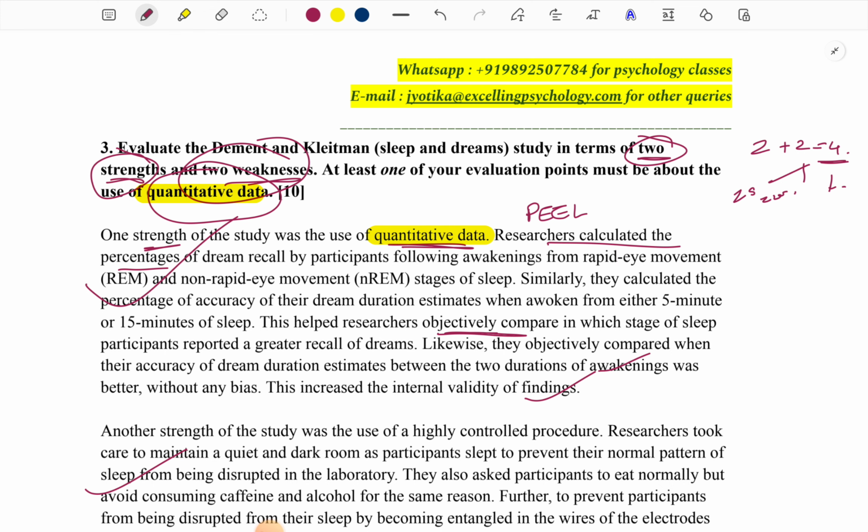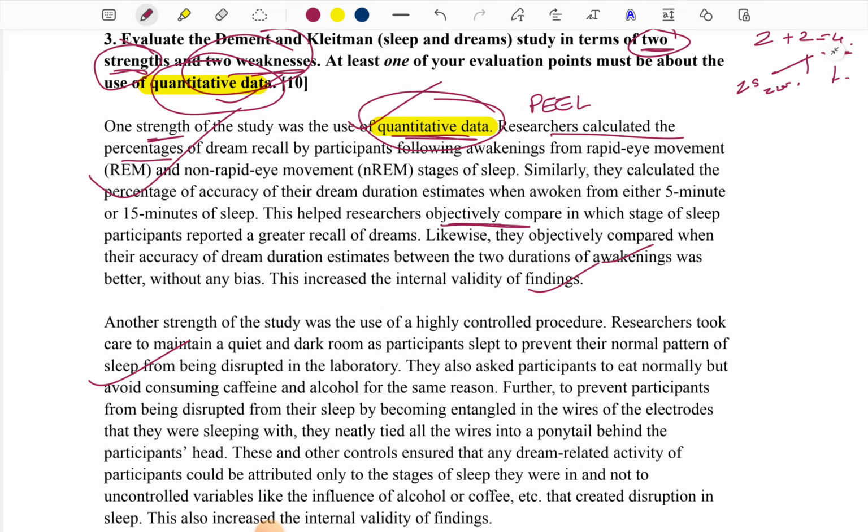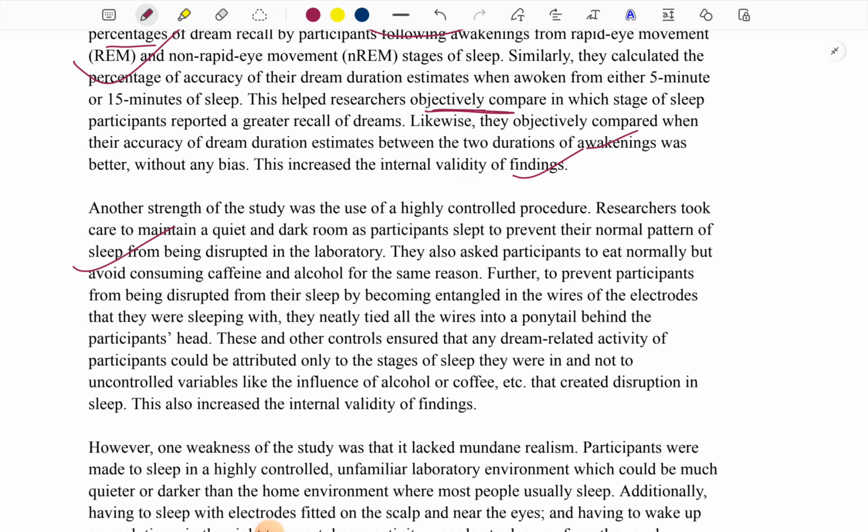Also, try to pick up the named issue right at the beginning. Again, no force, you don't have to do it, but it's always preferred. So quantitative data was the named issue. Try to take it in the first paragraph itself, unless it's a weakness. Then take it as the first weakness in the 2 weaknesses paragraphs that you're going to have. So another strength is the use of a standardized procedure.